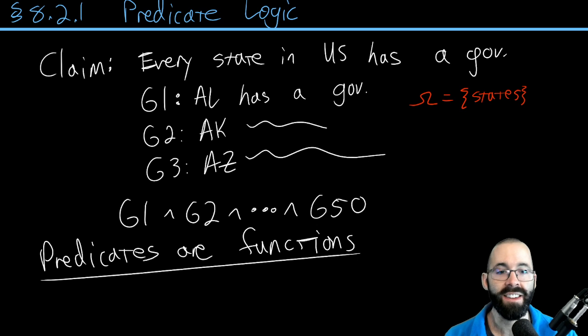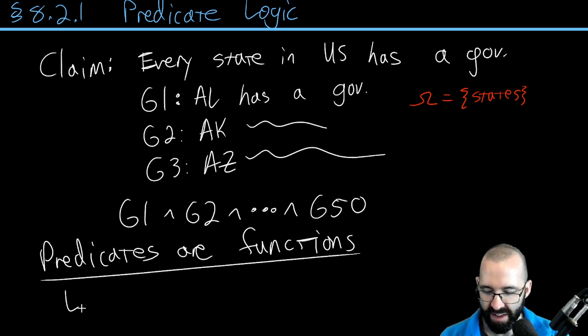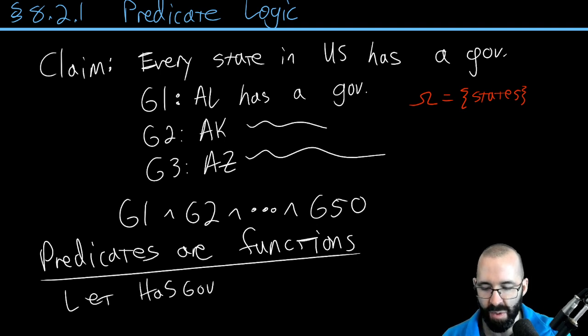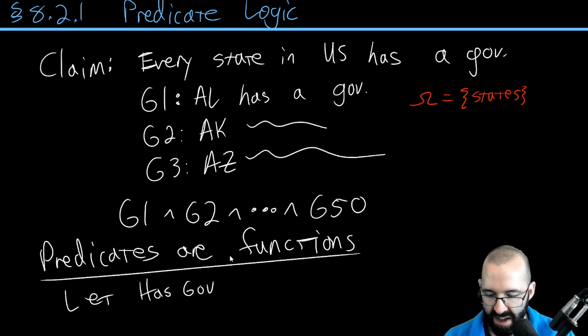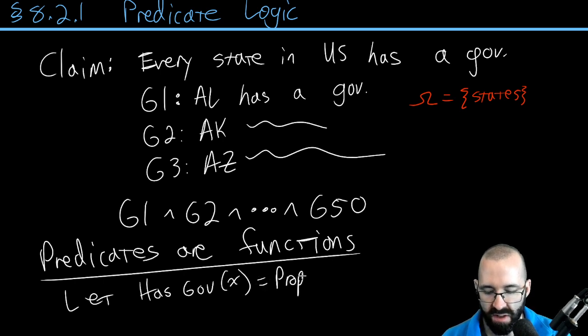So we could define some kind of function as the following. Let's call our function hasGov. I don't know why my S is so big. That should be a lowercase s. I apologize. All right, hasGov. And that function applies to x, where this is just a proposition that x is a state with a governor.